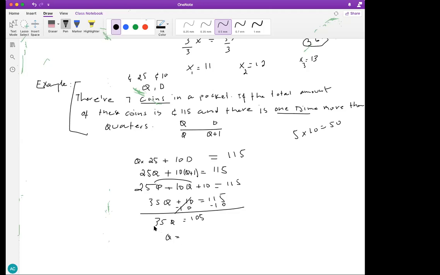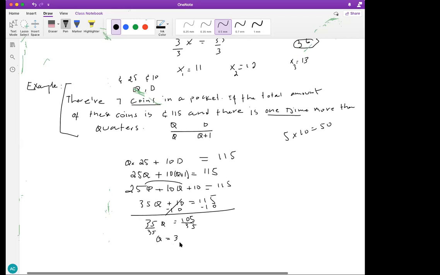105 divided by 35. We're going to divide by 35. What's 105 divided by 35? 3. So again, 3, right? Yes. Very good. So that's the number of quarters.